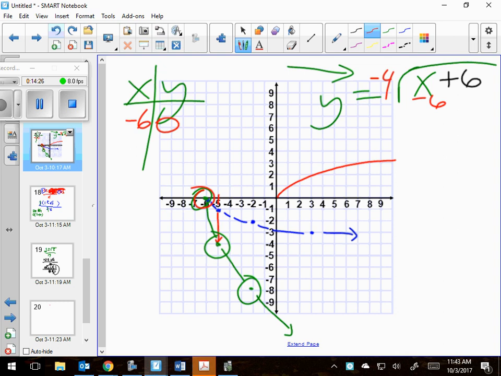So I'm going to try another one. This one. That is the point. Negative 5, negative 4. Does that one work? Well, if I put in negative 5, let's see. Negative 5. When I add the 6, I get 1. Square root of 1 is 1. Multiply it by negative 4 makes negative 4. Yay, it worked. So I did it right.